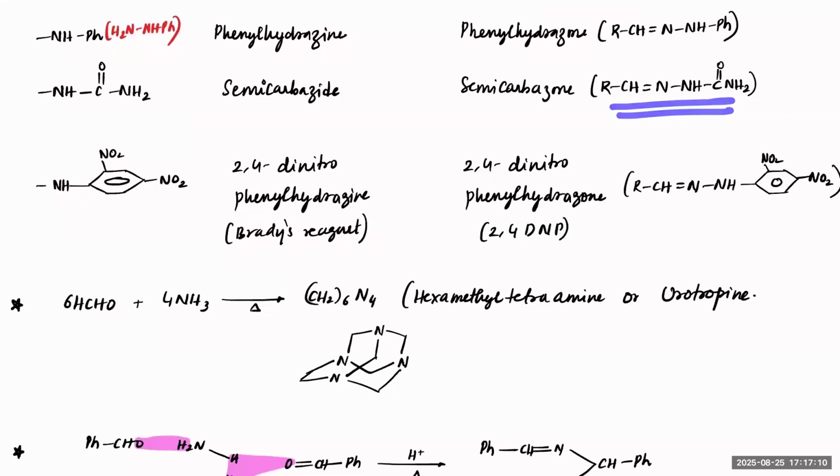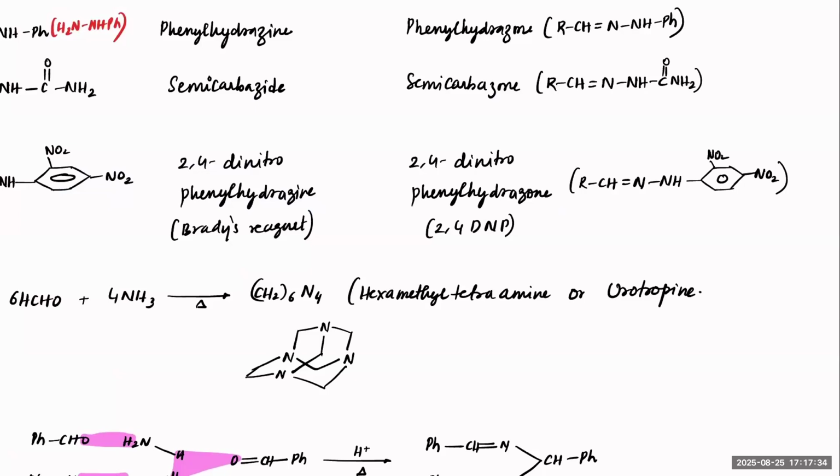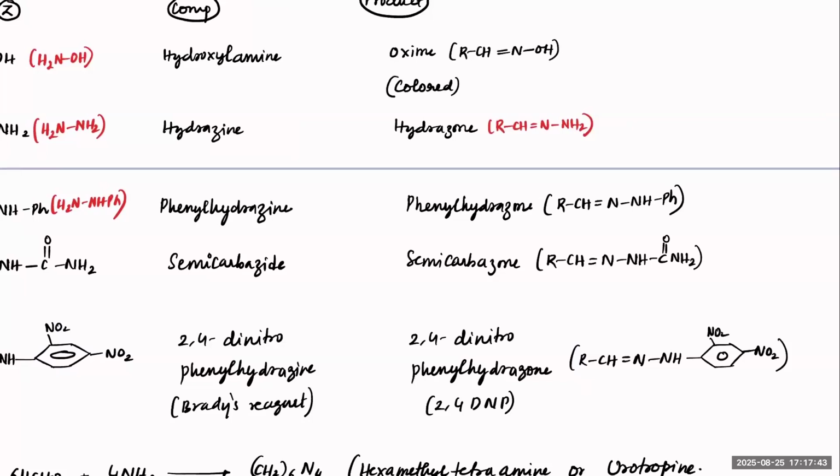Next, if you have this entire group, so there is a phenyl with 2,4-dinitro. That's why it is called 2,4-dinitrophenylhydrazine, and its name is Brady's reagent. The compound's name is Brady's reagent. That would give us 2,4-dinitrophenylhydrazone. Like I said, ine, ide, they will become one. So this is the structure of 2,4-dinitrophenylhydrazone.